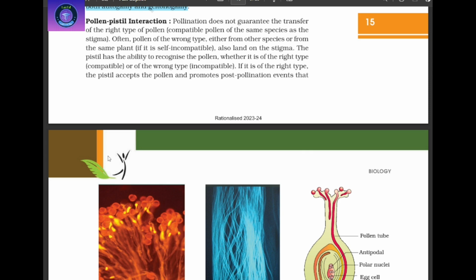Now look, the pollen tube will continue growing, and it will reach the ovary. Is that clear? Done. Okay.